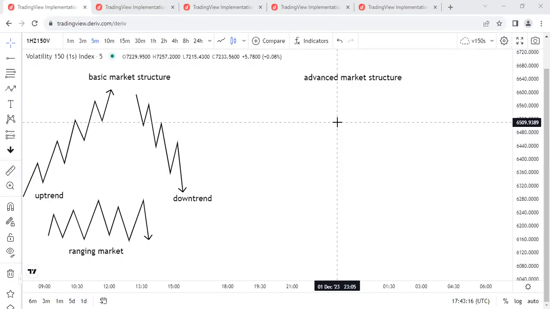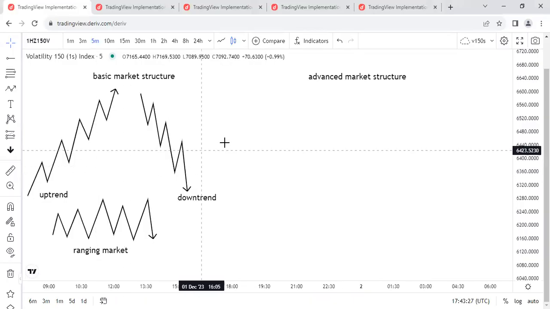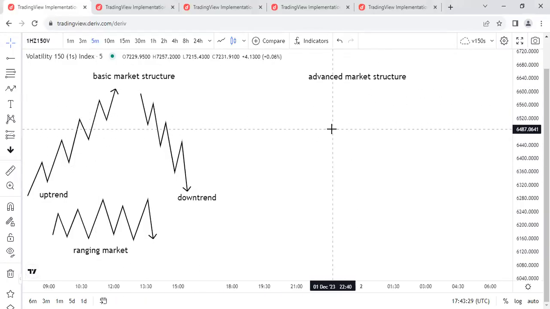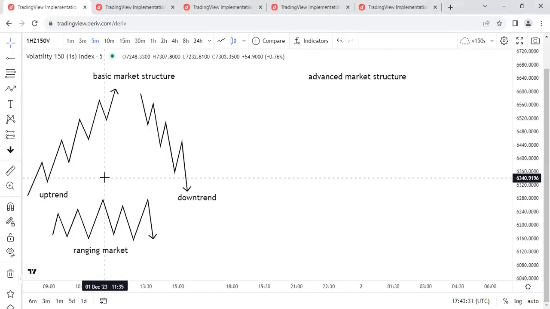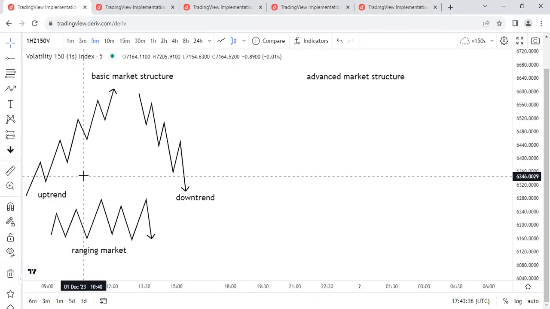Okay, I'm going to teach you guys about supply and demand later on in the future, but we're just going to focus on market structure, which is very important. This basic market structure is going to teach us how to go about our advanced market structure. That's why I want to focus on this first, and I want you guys to learn it well. So in the uptrend, buyers are more active than sellers, while in the downtrend, the sellers are more active than the buyers. There are more sellers in the market than there are buyers.